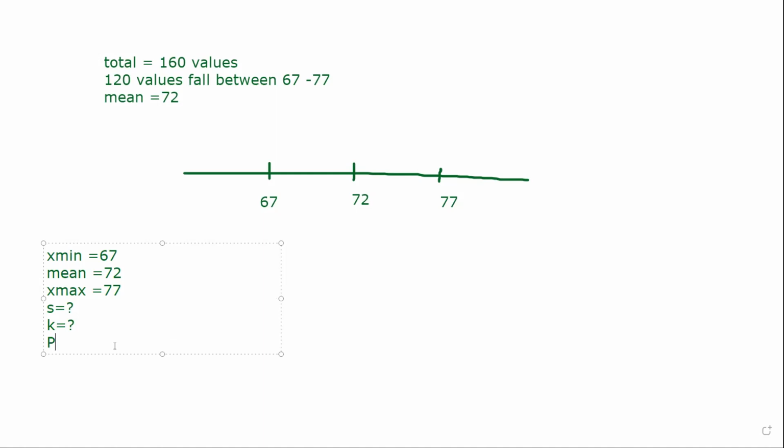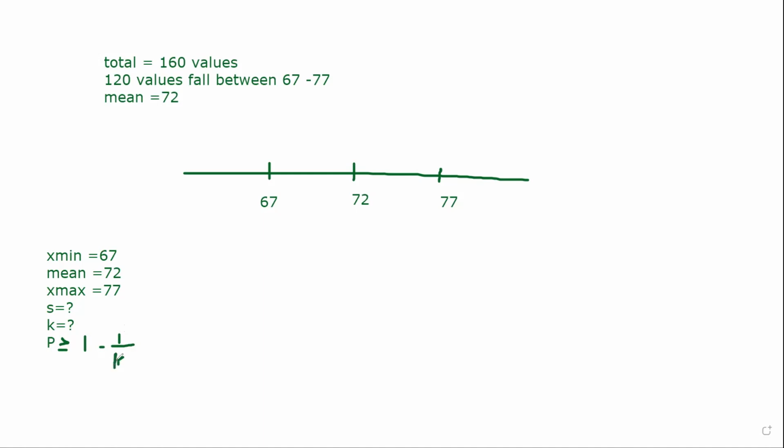Okay, now remember that for Chebyshev's theorem, your percentage formula is always P. Sometimes we write greater than or equal to because it's really at least. So sometimes we write this with the inequality symbol. And this is 1 minus 1 over k squared. Okay. Well, I don't have s and I don't have k. So what are we going to do?